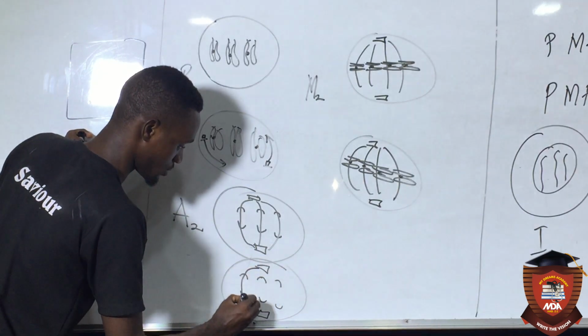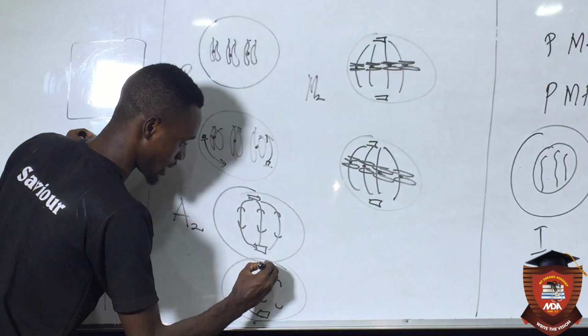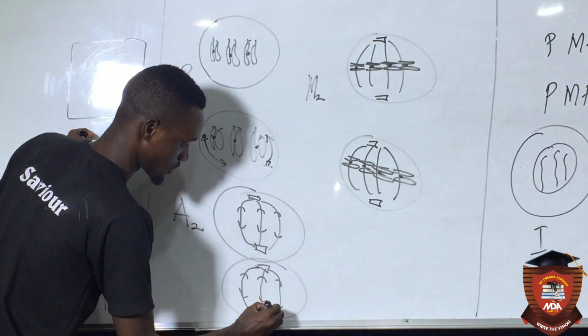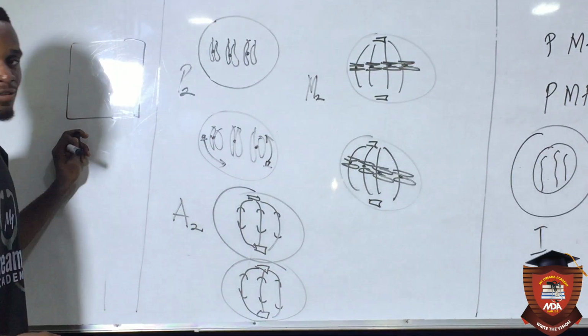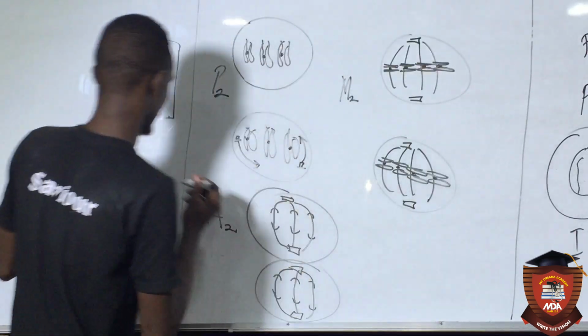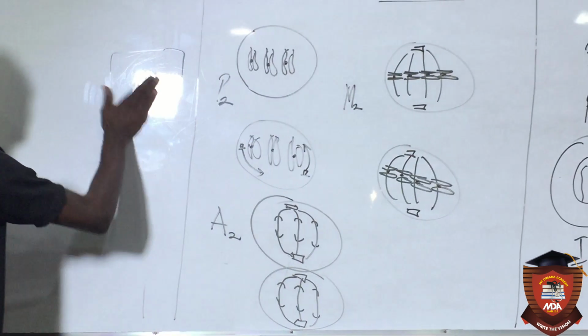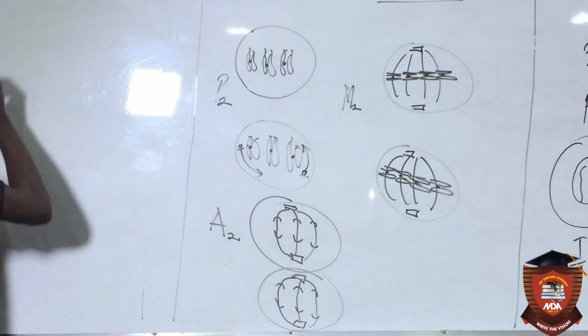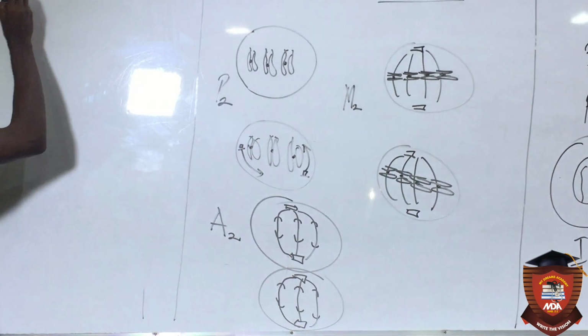You have big cells with separating chromatids. Okay, so this is anaphase 2. Eventually, you move on to telophase 2, T2.